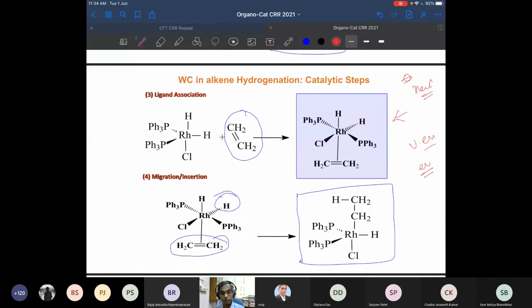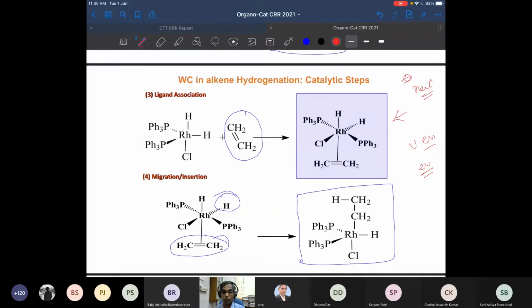The question will come there, sir. These many species are there. Now the number of electrons goes here. Whether this will be stable? What happens? Association takes place. Immediately, what happens? A migratory insertion takes place.